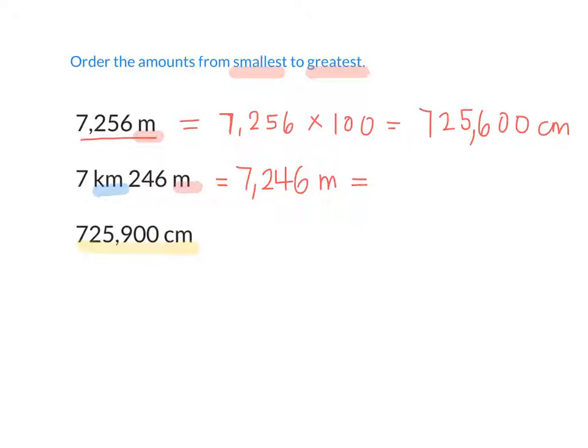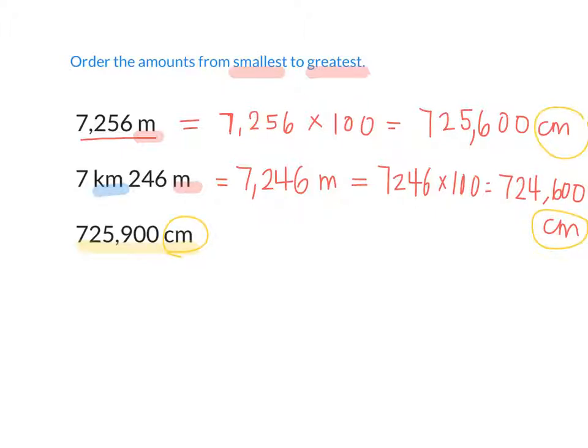100. Okay, if you forget, you have your conversions written in the back, but you need to review that and you need to memorize that. So just like we did on top, we can do 7,246 times 100, which is 724,600 centimeters. So now we can compare, because now we have centimeters here, and centimeters here. So which one is the smallest, since we're going from smallest to greatest? Which one is the smallest? Varshini?